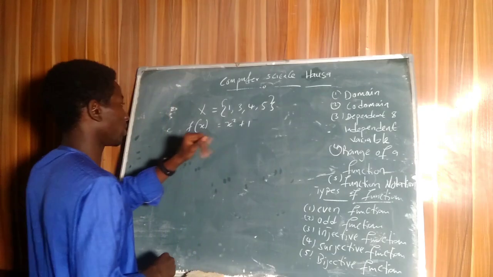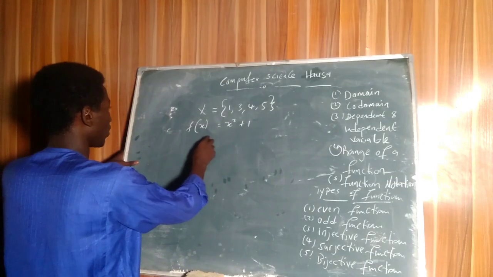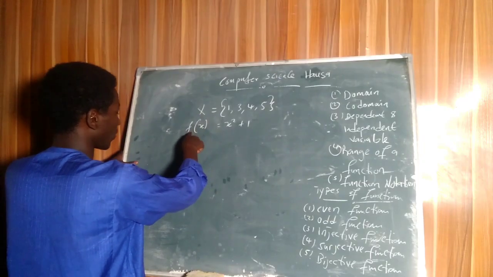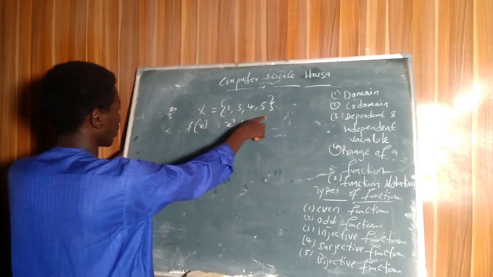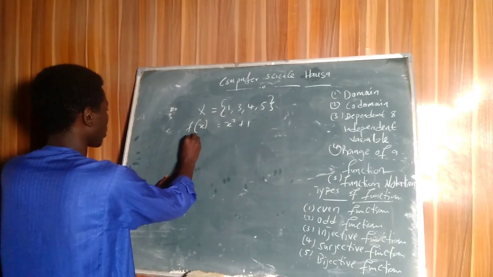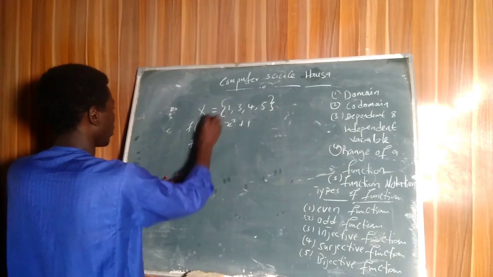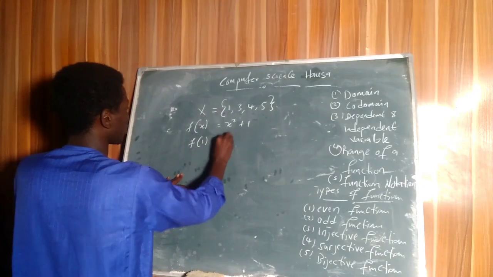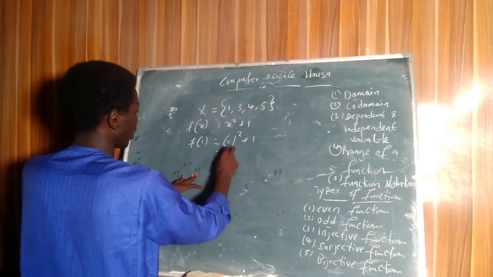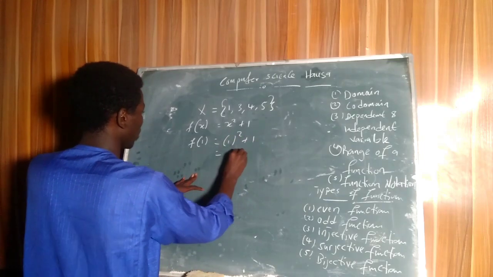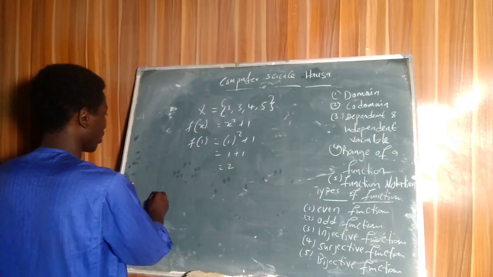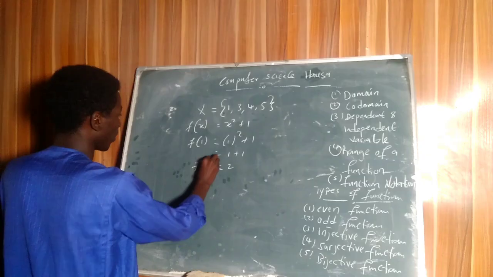So yanzu zan je na nemo menene codomain ɗina, sai in ce so I'm going to find the value of f of x a kowane situation when x is 1, when x is 3, when x is 4, when x is 5. Sai yanzu in ce okay, f of 1, sai in sa 1, when x is 1, 1 squared plus 1 is equal to what? Wannan 1 square is 1, wannan 1 plus 1 is 2. So that means f of 1 is what? Is 2. So that is f of 1.